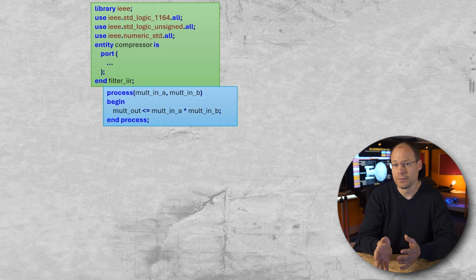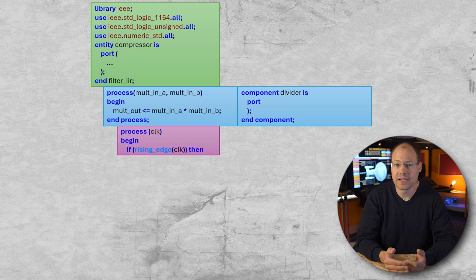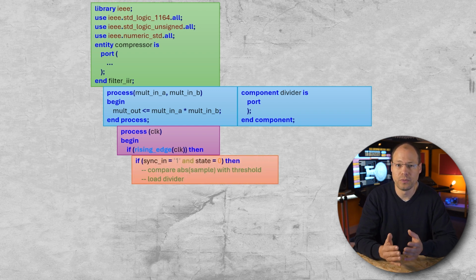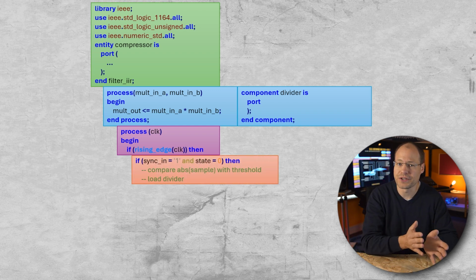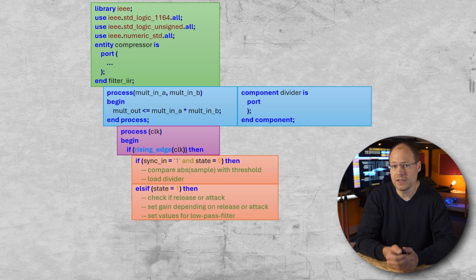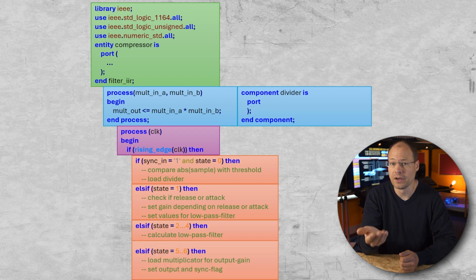In addition to the multiplication process, we now also define the process for the division. The state machine is then again synchronized with the main clock. To begin, we compare the absolute value of the input sample with the threshold signal and then load the division process. After this, we need to check whether our compressor has already been triggered or is in hold or release mode.